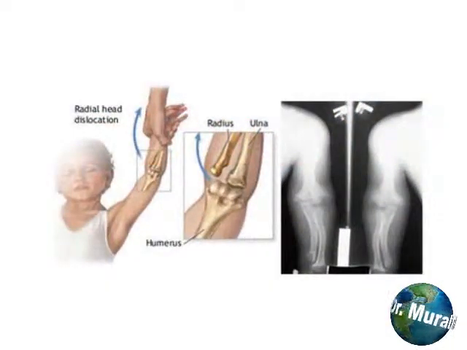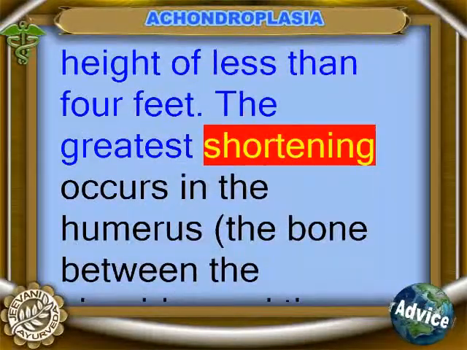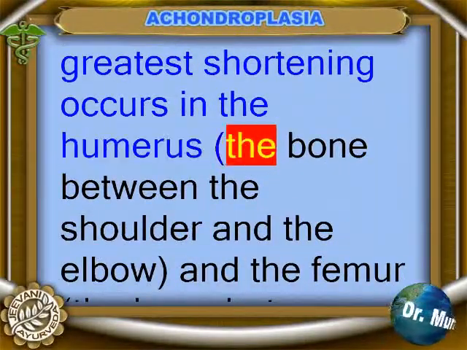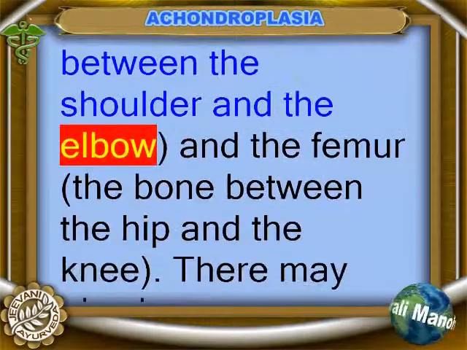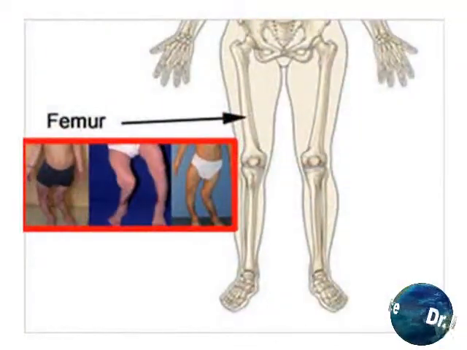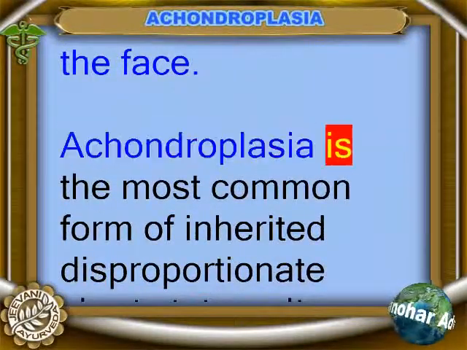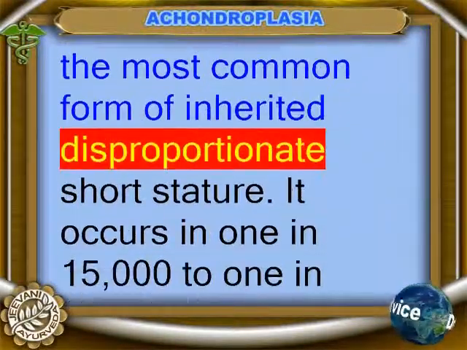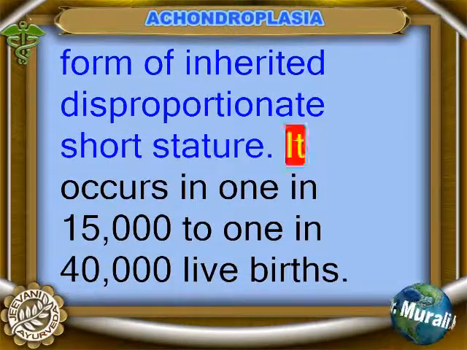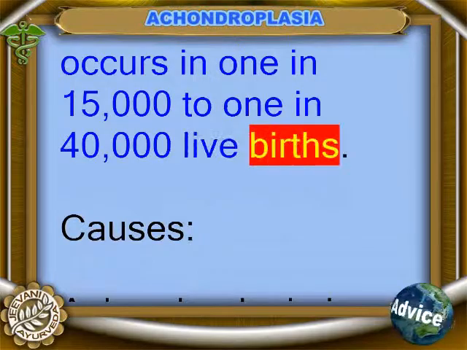Achondroplasia leads to patients attaining a full-grown height of less than 4 feet. The greatest shortening occurs in the humerus, the bone between the shoulder and the elbow, and the femur, the bone between the hip and the knee. There may also be underdevelopment of the face. Achondroplasia is the most common form of inherited disproportionate short stature. It occurs in 1 in 15,000 to 1 in 40,000 live births.